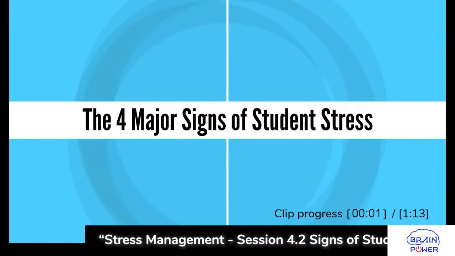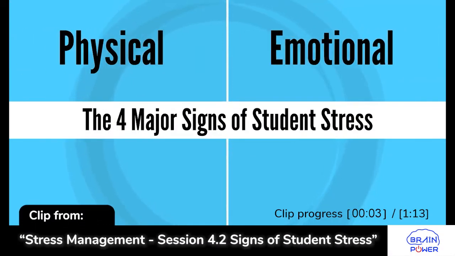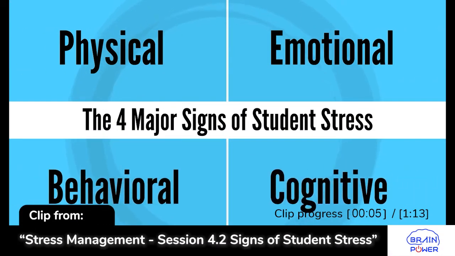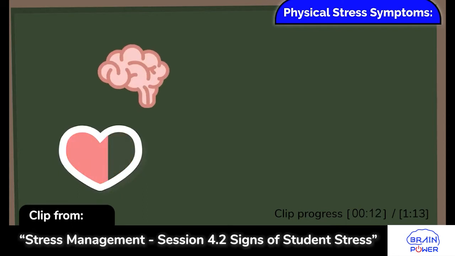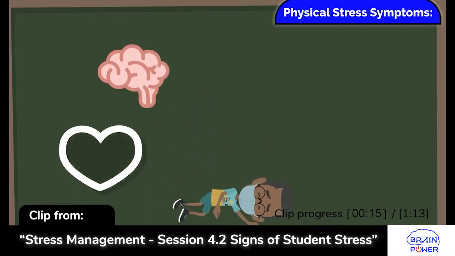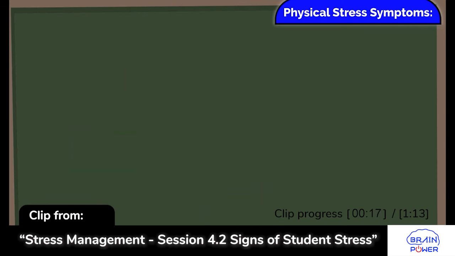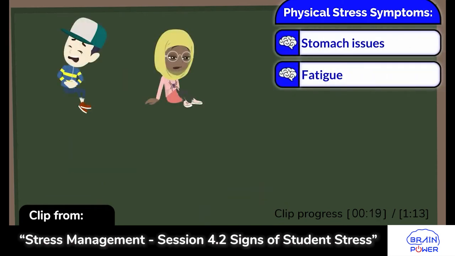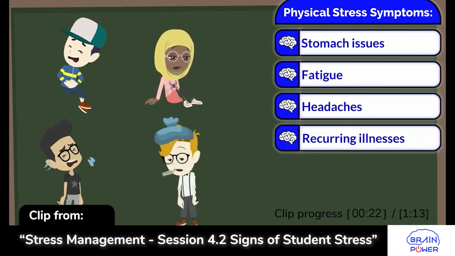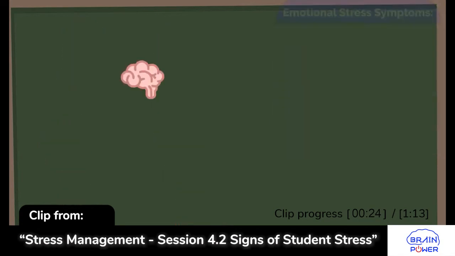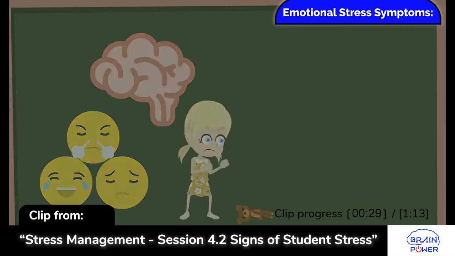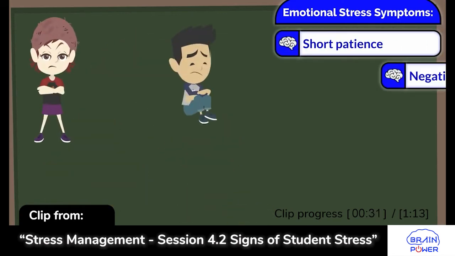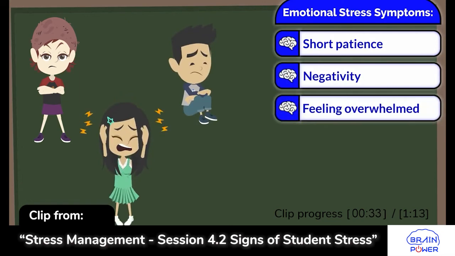Four major signs of student stress can be physical, emotional, behavioral, and cognitive. Let's go into these signs in more detail. Many of the physical signs are tied to health-related symptoms because long-term stress can have serious impacts on a student's health. Physical signs of stress you should look for are stomach issues, fatigue, headaches, and recurring illnesses. Stress can also manifest in strong emotions and uncontrolled emotional swings. Students may have shorter patience, may be more negative, or they may be generally overwhelmed.